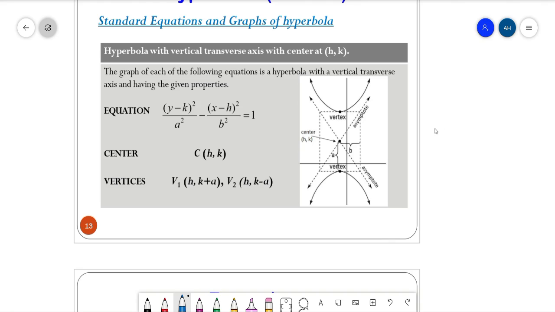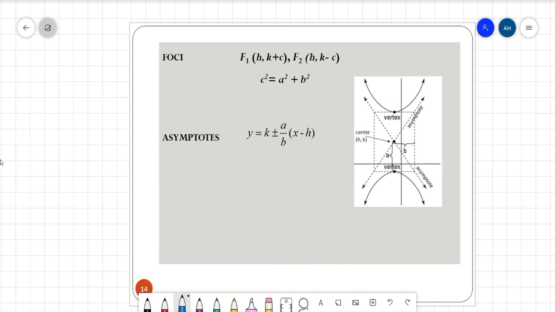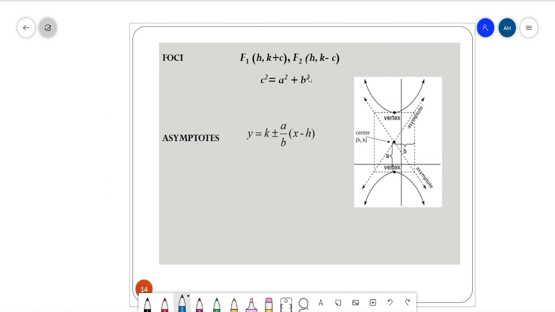Okay, that's the way to decide whether the graph is facing up and down. How to tell? If y square is in front, we see it and we know the graph is vertical. Now, if x square component is in front, then we know the graph is horizontal. One is facing to the right and the other one facing to the left. Now, the same thing, we can find the focus points, that is F1 and F2, by using this formula that relates C with A and B. That is C square equal to A square plus B square.